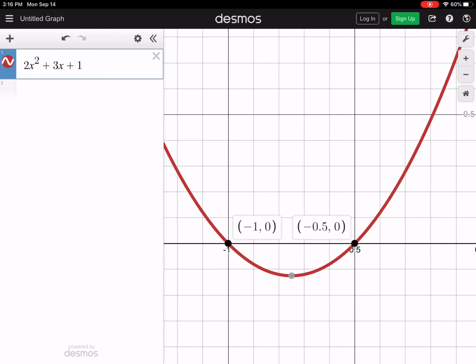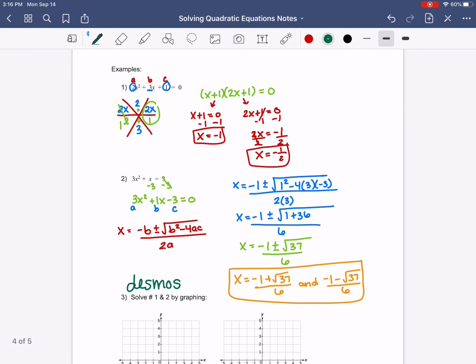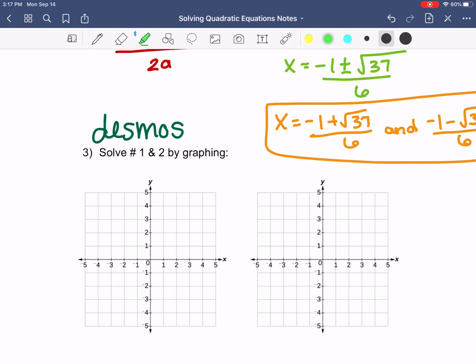So those are the same answers that we got when we did the problem earlier. We got -1 and -1/2, and on the graph it hit at -1 and it hit at -1/2, and it was a parabola that looked like so. So if you're trying to solve by graphing, you can use your Desmos calculator. We could graph it by hand, but we want to use technology where we can, so we use Desmos and graph it, and then just see where it crosses the x-axis.